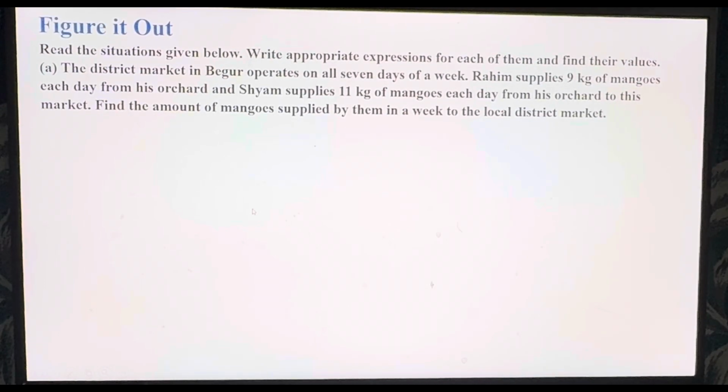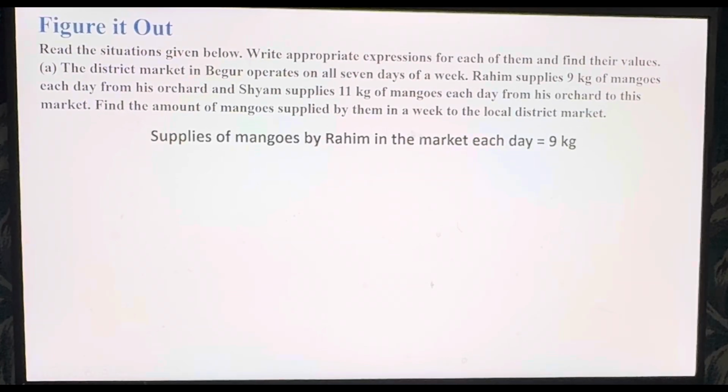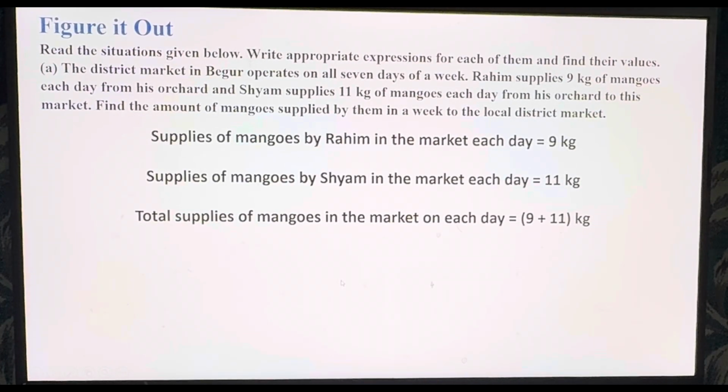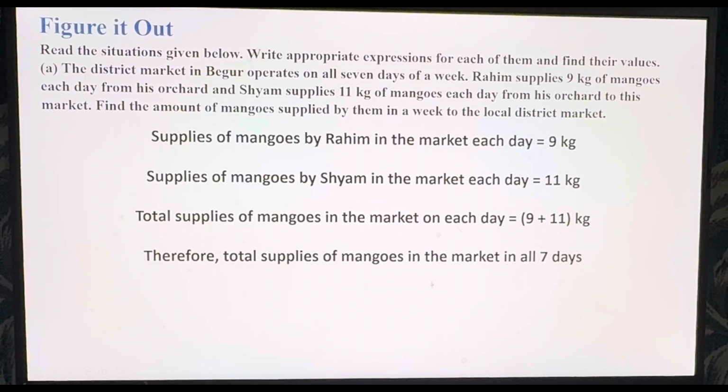Right, so first we'll write down the facts. Right, so mangoes supplied by Rahim 9 kg each day, and same way mangoes supplied by Sham in the market each day is 11 kg. So one has supplied 9 kg, the other is 11 kg. So total supplies of the mangoes will be 9 plus 11, that is 20 kg, right? Now they are supplying it on all 7 days of a week. So total supplies of mangoes in the market in all 7 days will be 7 multiplied by 9 plus 11. This is of 1 day. 9 plus 11 is of 1 day. So 9 plus 11 is 20, and 7 into 20 is 140 kg, right?